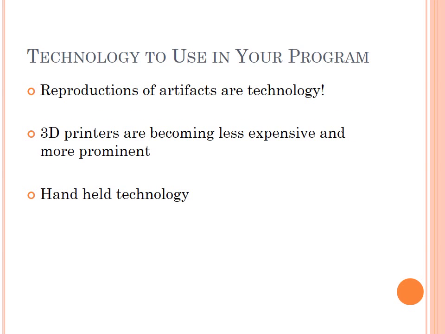Reproduction artifacts, paintings, and other objects are considered a form of technology because they had to be created for the use of your program. These items are key to making your programs better because they give a first-hand experience even if they are not original to the subject at hand.